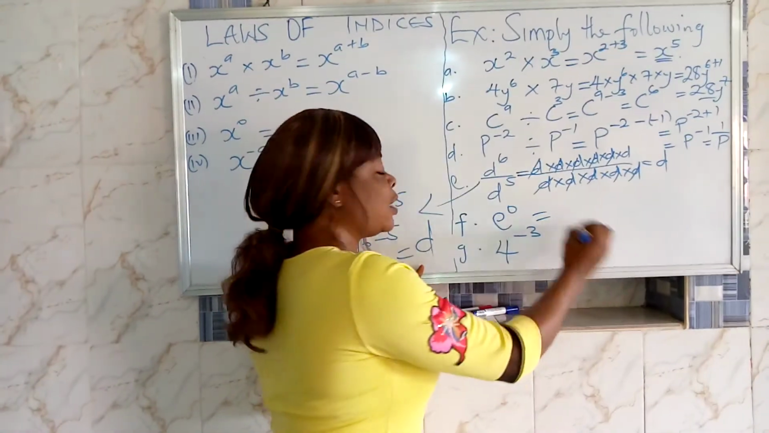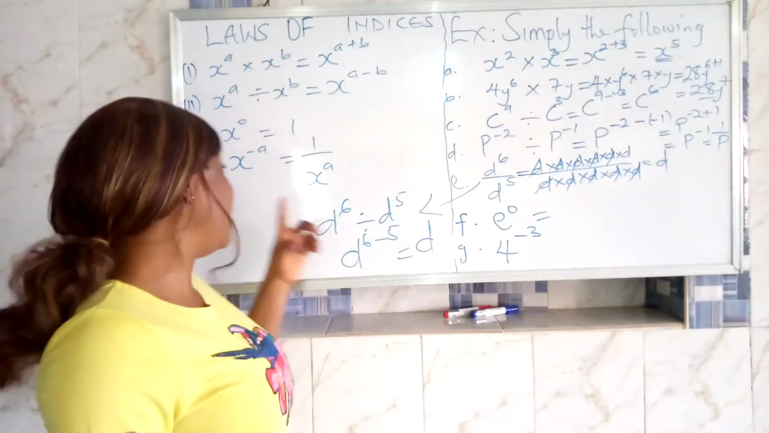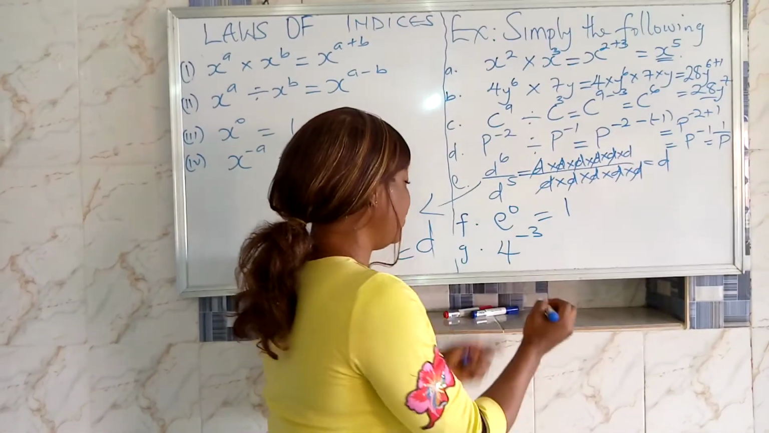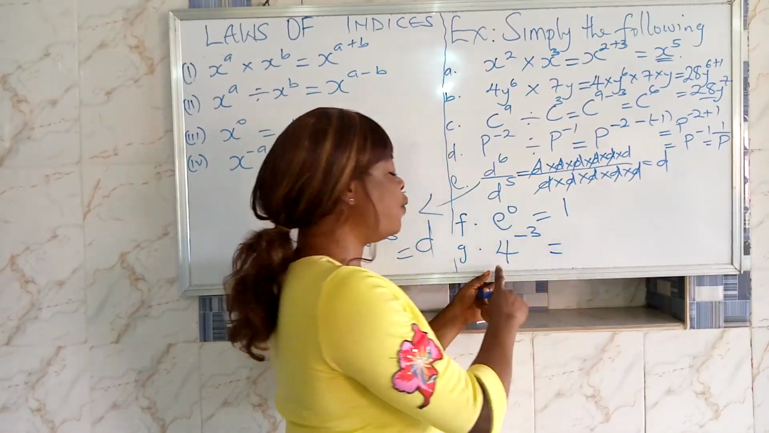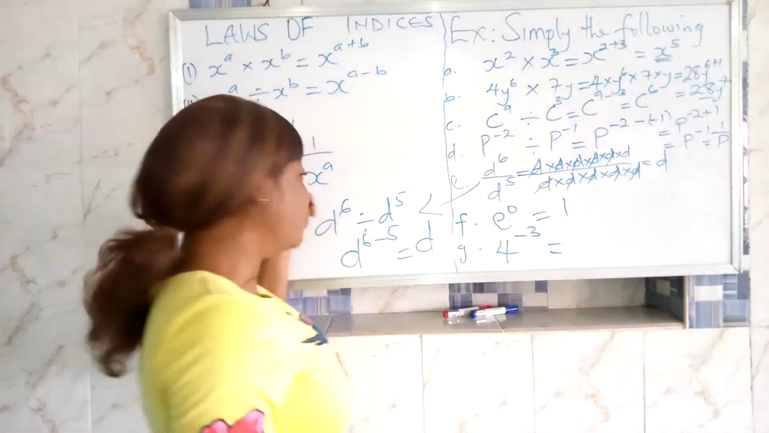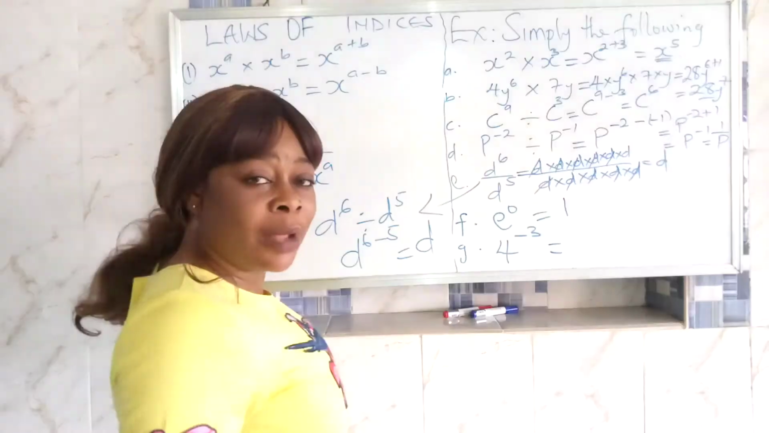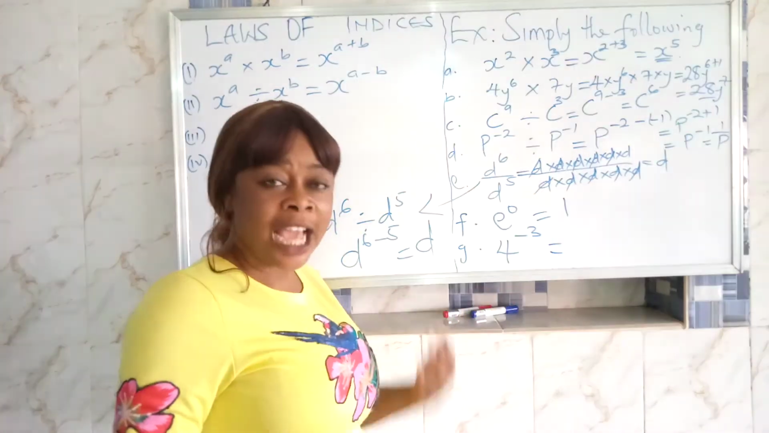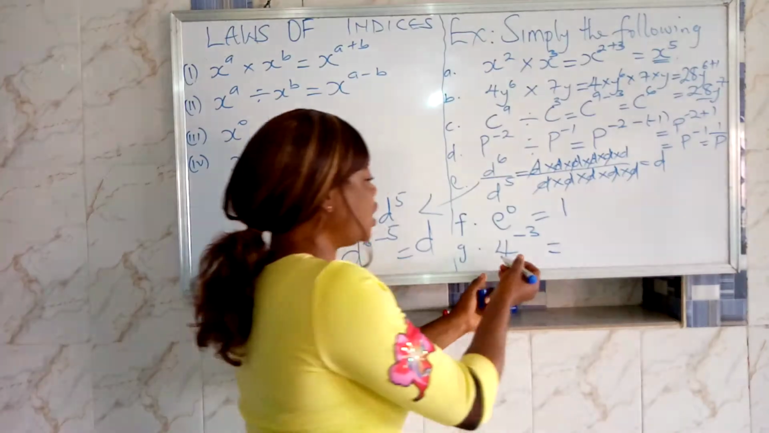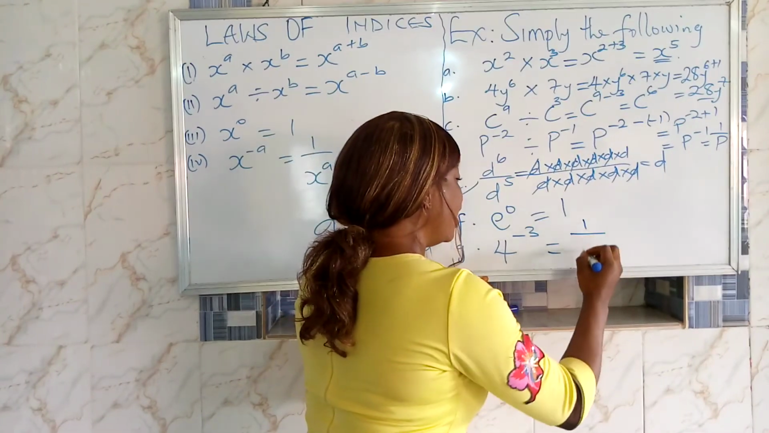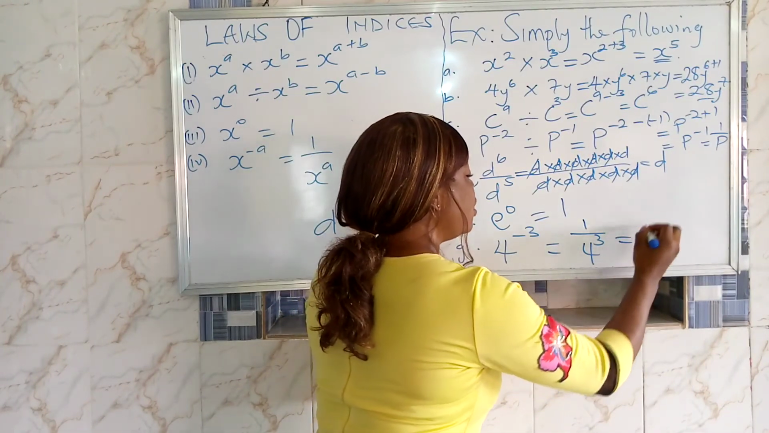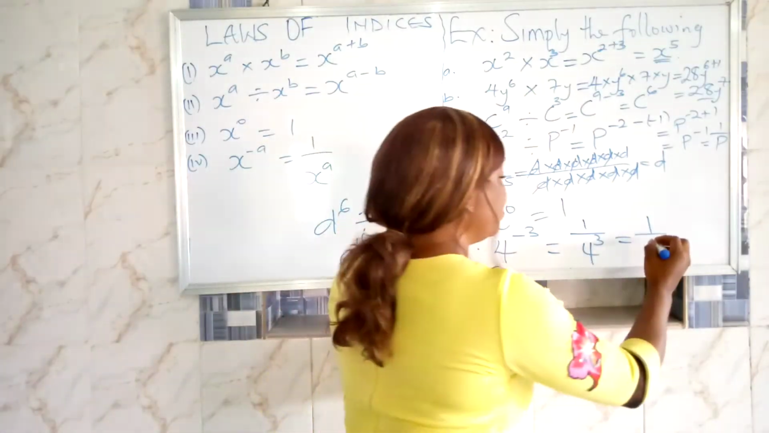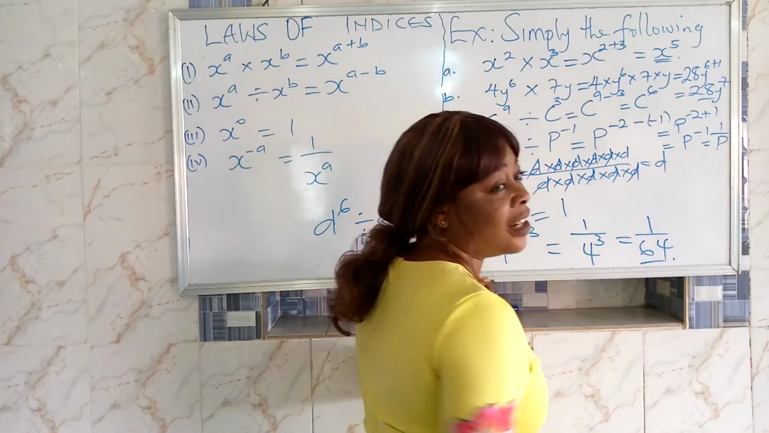Now let's look at the next question. E raised to the power 0. Remember from my rule, anything raised to the power 0 is what? 1. So my answer here is 1. The last question, I have 4. I told you that all these variables that I'm using, I can still use a number to represent them. Instead of using an alphabet here, I use my number. So this one is the same thing as 1 over 4 raised to the power 3. So what is 4 raised to the power 3? That's 4 times 4 times 4, which is 64, which is my final answer.